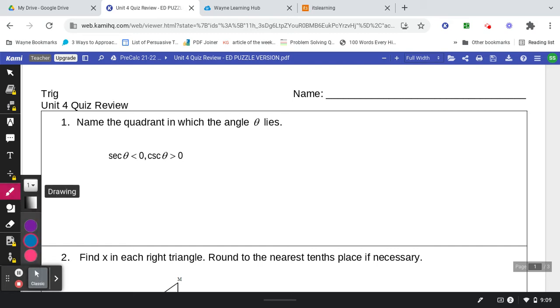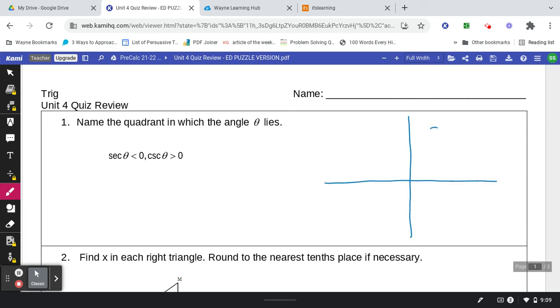So we're going to reference the chart we made in your notes. If you don't have that, here's what it looks like. In this first quadrant, sine, cosine, and tangent are all positive. That's quadrant 1. In the second one, quadrant 2, sine is positive, but the other two are negative.